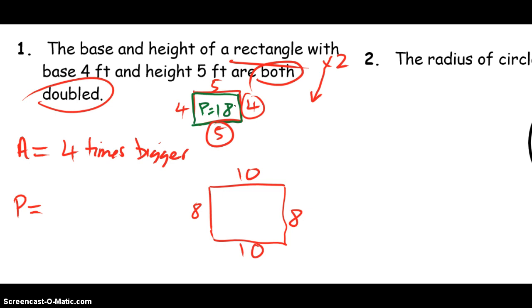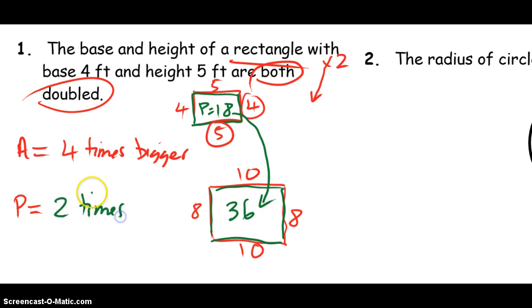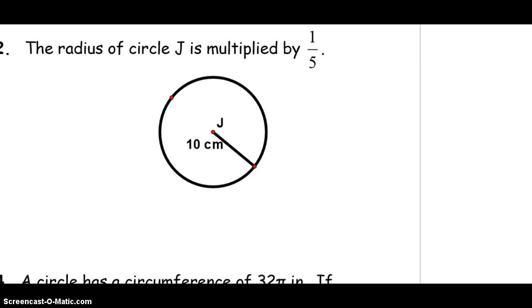Now let's look at the new shape, where we've got 10, 8, 10 and 8. So that's going to be 20 plus 16 is 36. How many times bigger is 36 compared to 18? Well, it's 2 times bigger. So that's another way you can figure these out, is by actually drawing the new shape with the dimensions and just working it out completely. And we can do this problem again in 2 ways.